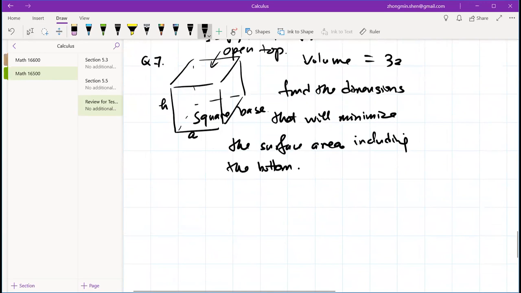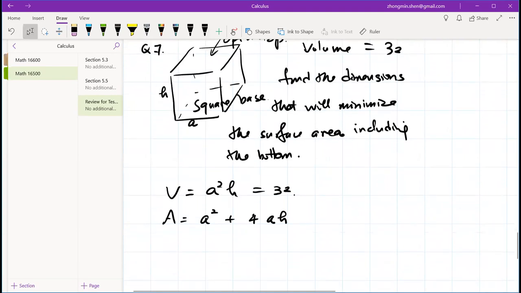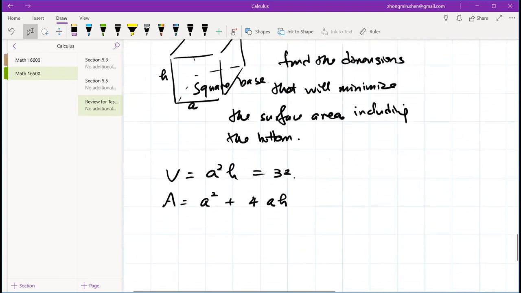Right, write down what we are given. We're given the volume. Volume is a squared h, which is going to be 32. We're going to minimize the surface area. So surface area is the bottom plus 4 sides. a times h is the area of one side. They have 4 sides. The top one is not included. So the surface area depends on 2 variables, but those two variables are related by the volume. So you can replace one variable. I'm going to replace h. It's easy to solve for h. So h is 32 over a squared, and I put it into the second formula.